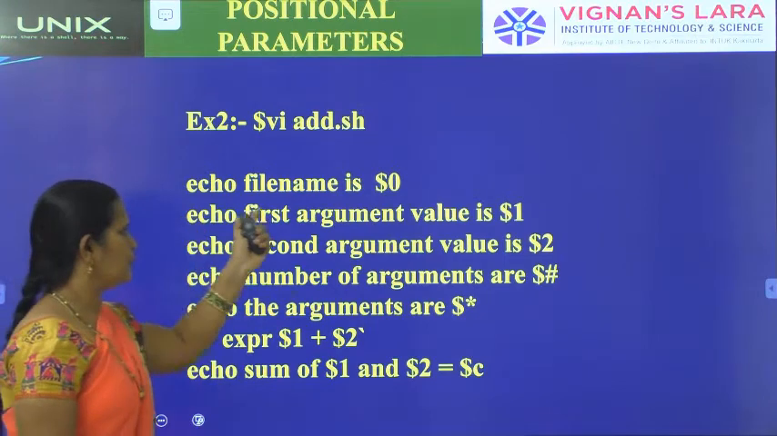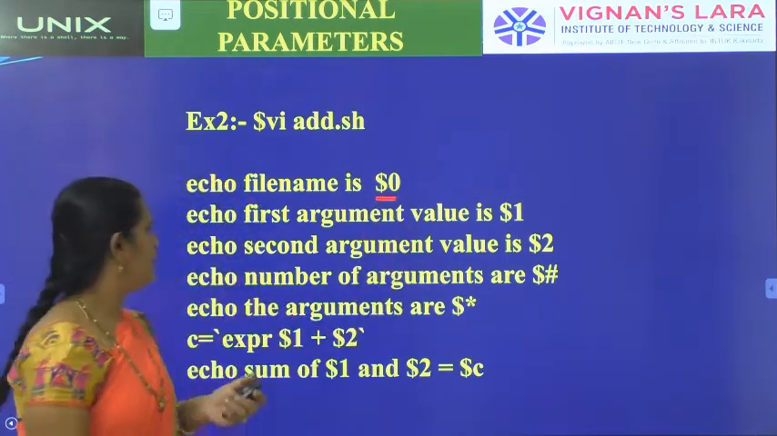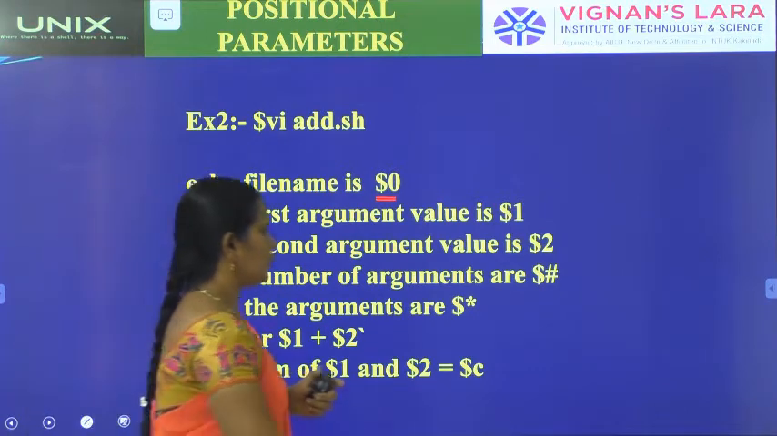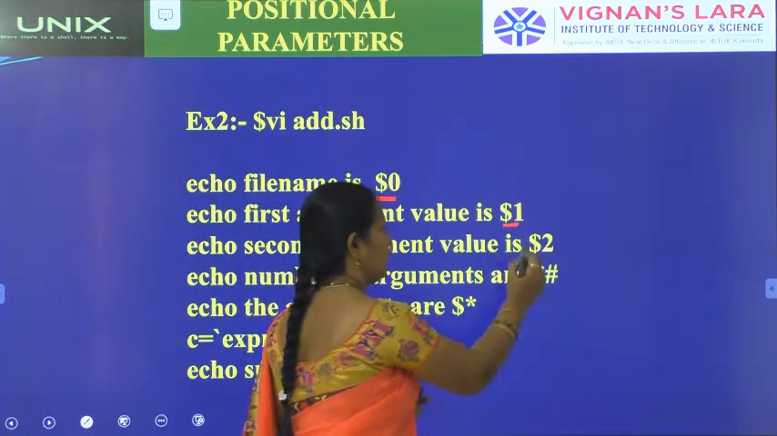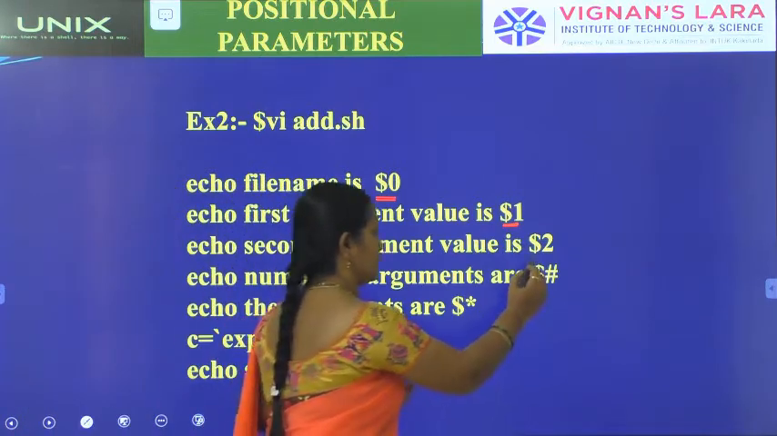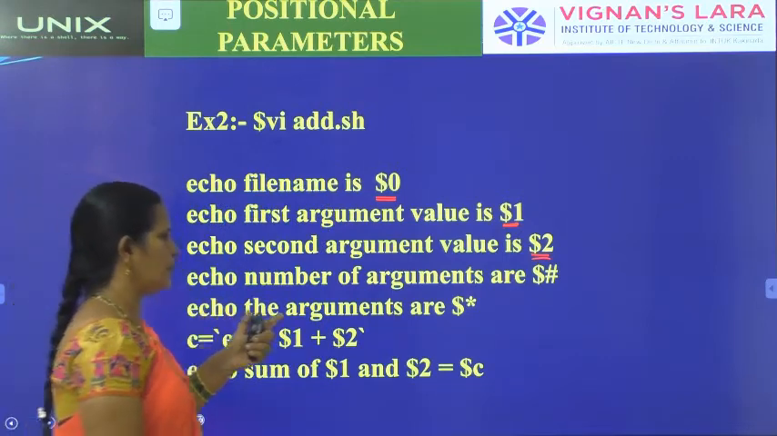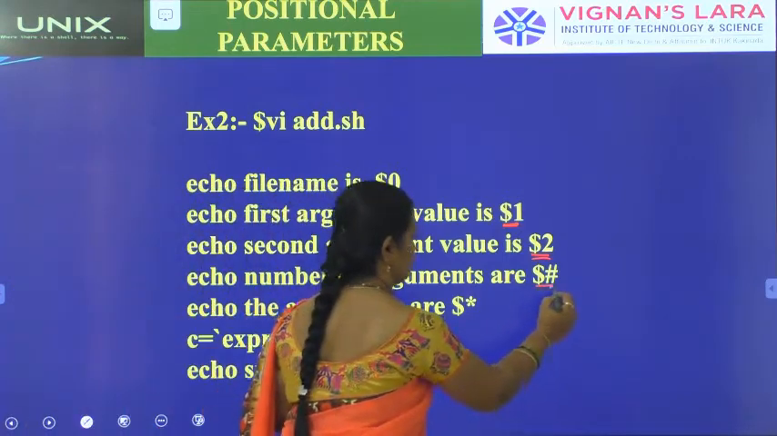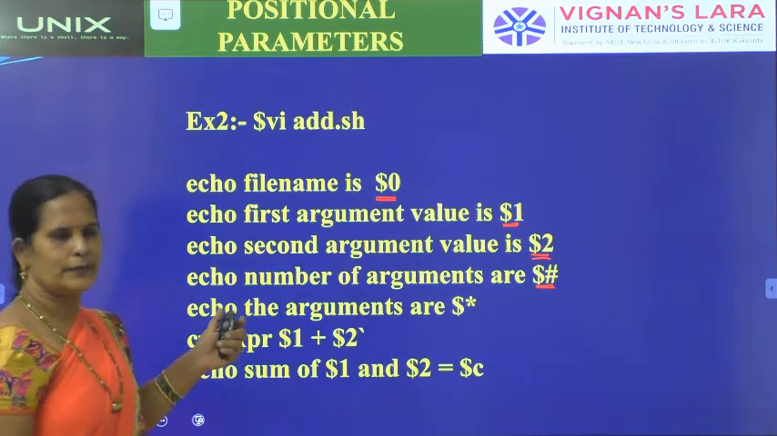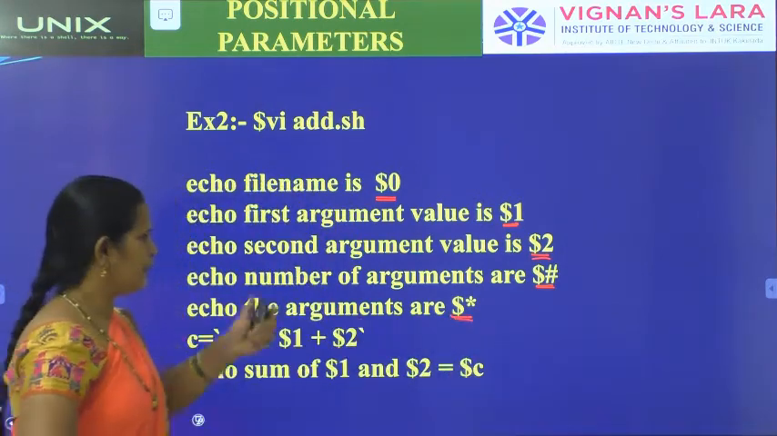Echo "file name is" $0 prints what? The file name. Next, echo "first argument value is" $1. Next, echo "second argument value is" $2. Next, echo "number of arguments are" $#. Next, echo "the arguments are" $*. After this, everything is okay.